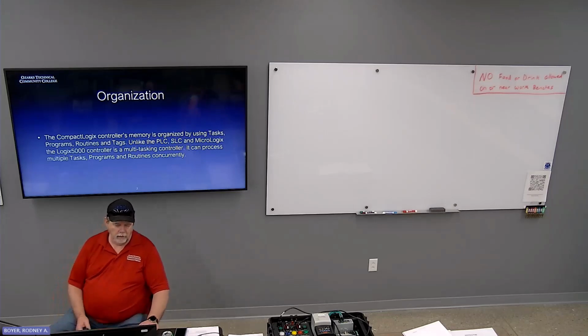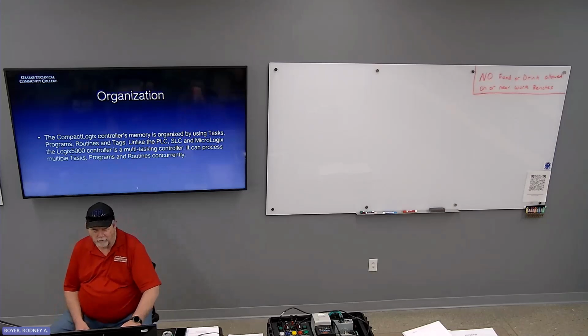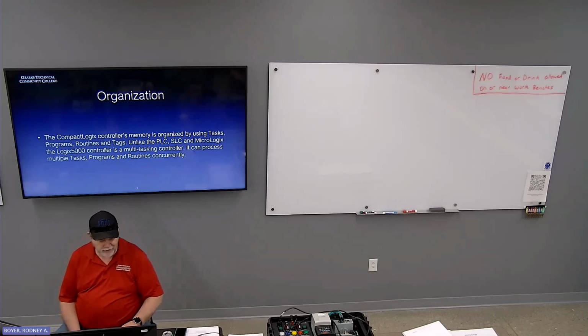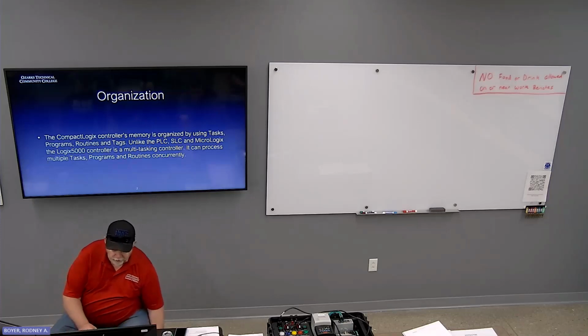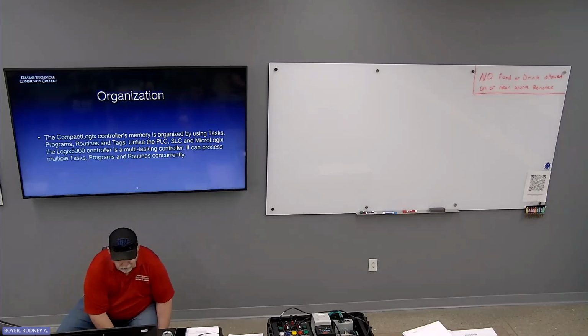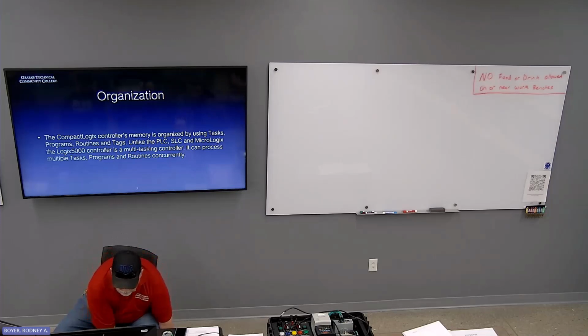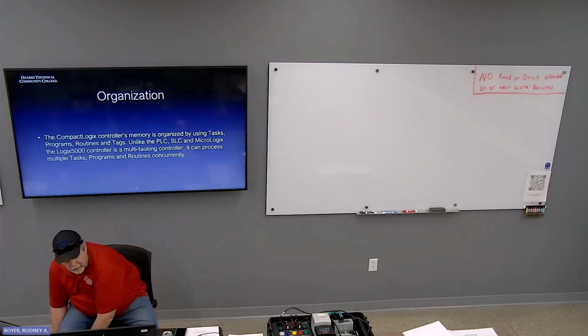Organization. The CompactLogix controller's memory is organized by using tasks, programs, routines, and tags. Unlike the PLC, the SLC, and MicroLogix, the Logix 5000 controller is a multitasking controller, and it can process multiple tasks, programs, and routines concurrently.